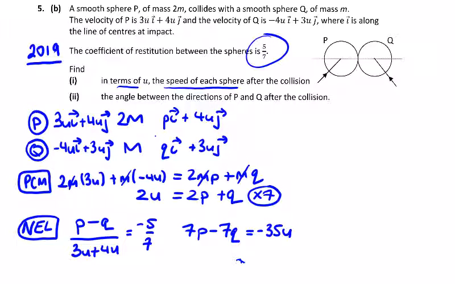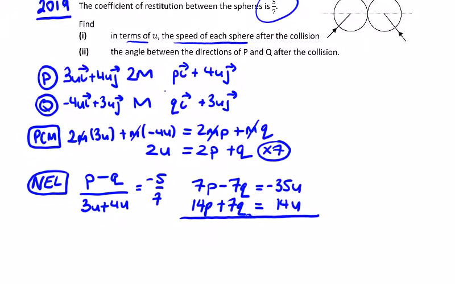So I'm going to get 14u is equal to 14p plus 7q. Adding these two lines together, I'm going to get 21p equals minus 21u. So p is equal to minus u. And in this equation we have q. Q is going to be equal to 2u minus 2p.